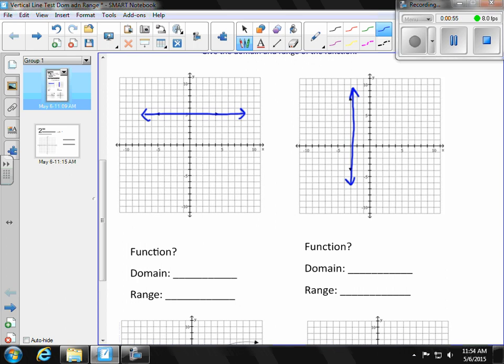So using the vertical line test, if I draw in red any vertical line on this first graph, does it cross my function in just one point, or in at most one point? And the answer is yes. There's only one place where my vertical line crosses my blue graph. So this one, yes, it is a function.